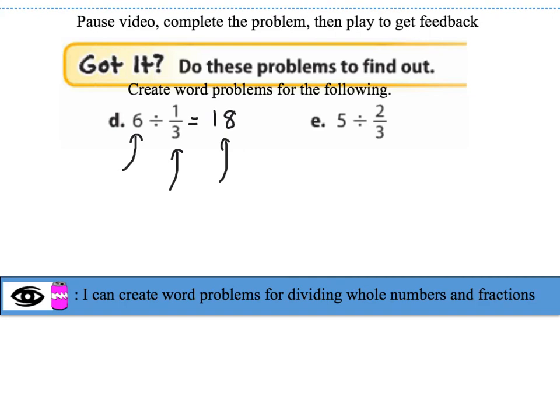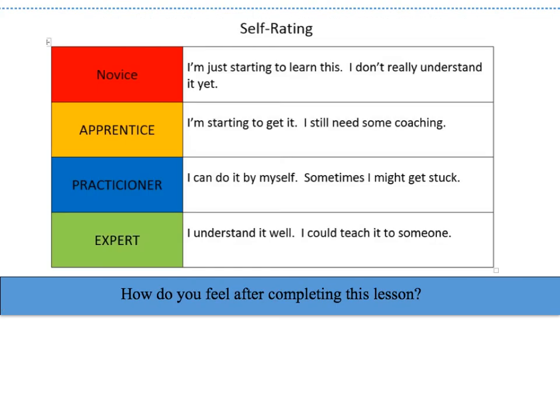And then for letter E, just make sure when you do the division, it should have been 7 1/2. And then when you write the story problem, there could be any problem that you want. Just make sure that the 5 is the total amount that you come up with. And then the 2/3 is what you're dividing your 5 by. And then your quotient, which is 7 1/2, is the total amount of groups that were made.